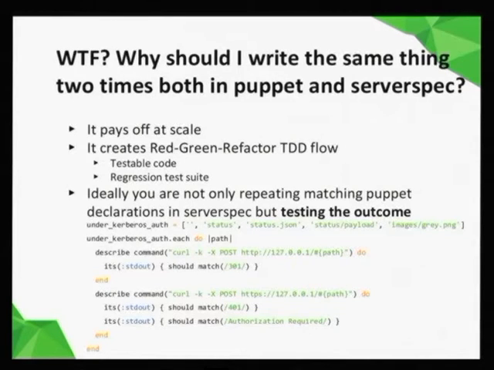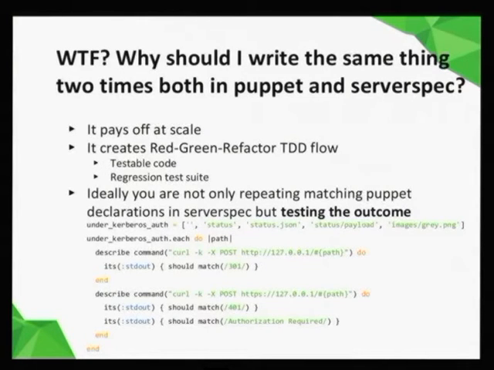I can assure you that it really pays off at scale, meaning that if you have many replicas, for example web ones, and you deliver a new change at huge scale, like GoodData has, something subtle can happen. Puppet will be reporting an all-green converge. Meanwhile, Serverspec is the safety net that will tell you that something went wrong on a couple of nodes. So it's really helpful in this scenario. Again, the next huge point is TDD.